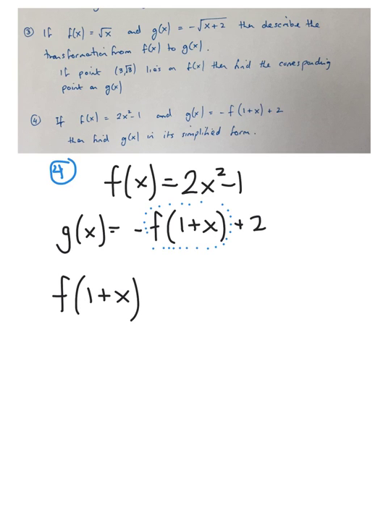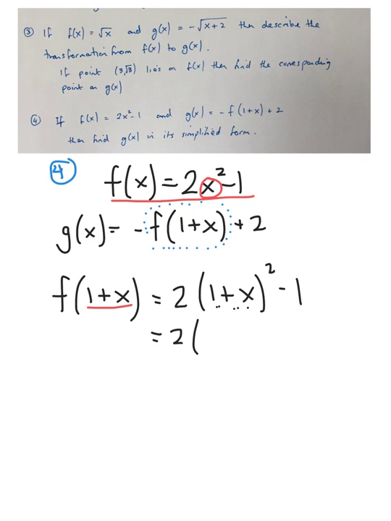So f of 1 plus x means going to function f and replacing the x with 1 plus x, and that will give us 2 bracket 1 plus x squared minus 1. So read it from the top. F of x is 2x squared minus 1, so 2 times (1 plus x) squared minus 1. And we multiply this out.